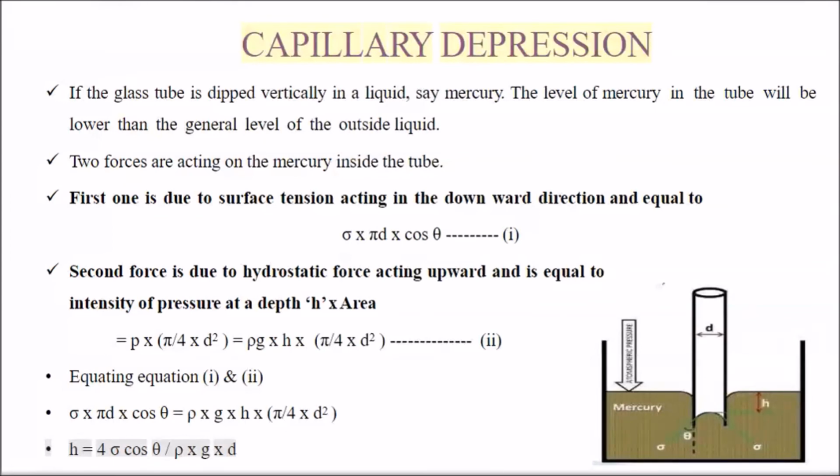Capillary depression. If the glass tube is dipped vertically in a liquid, say mercury, the level of mercury in the tube will be lower than the general level of the outside liquid. Two forces are acting on the mercury inside the tube. The first one is due to surface tension acting in the downward direction and equal to S x πd x cos θ, equation 1. The second force is due to hydrostatic force acting upward and is equal to intensity of pressure at depth h x area, equals ρ x g x h x π/4 x d2, equation 2.